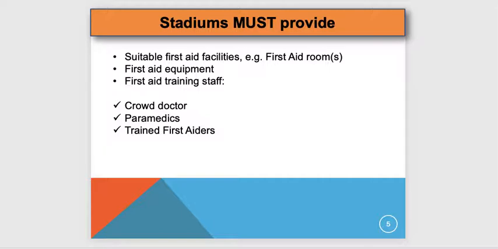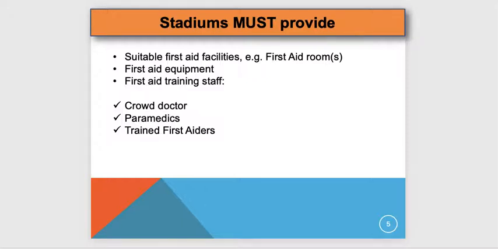Okay. So who would be classed as first aid trained staff? So you've got a crowd doctor. There are doctors mostly there for the players, but sometimes the players' doctors can intervene with immediate medical assistance in the crowd. I have seen this happen. Paramedics. Now, at some stadiums, paramedics will have an ambulance themselves there.